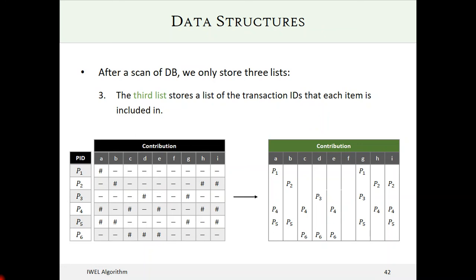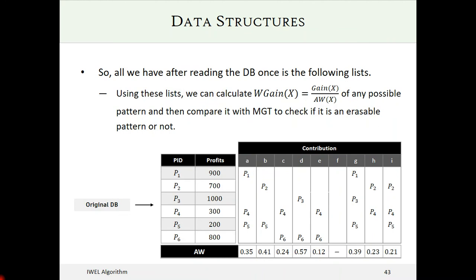For example, for item A, we only store the IDs P1, P4, and P5 because only these products include item A. So all we have after reading the database once is the following lists. In fact, using these lists, we have AW values and we can calculate the gain values of any pattern by combining the lists of profits and contributions. So we will be able to calculate the weighted gain value of any possible pattern and then compare it with the maximum threshold to check if it's an erasable pattern or not.